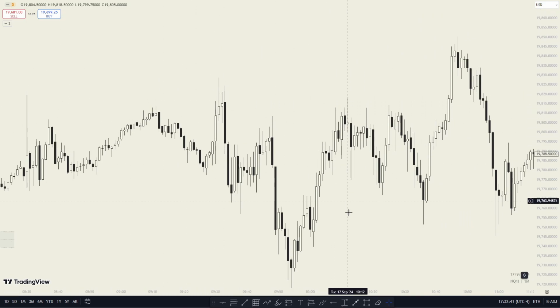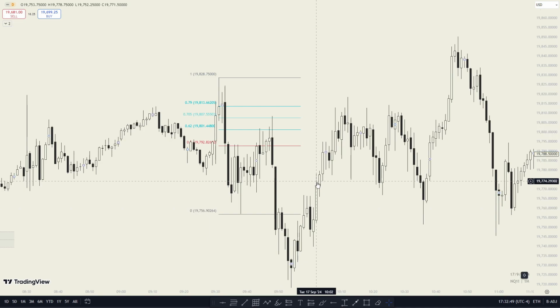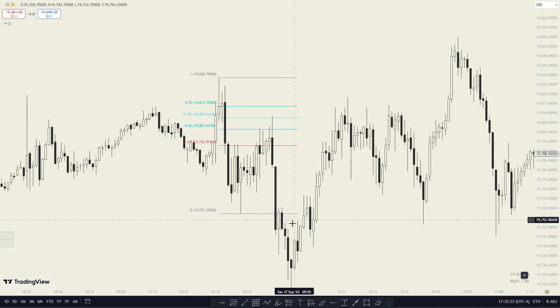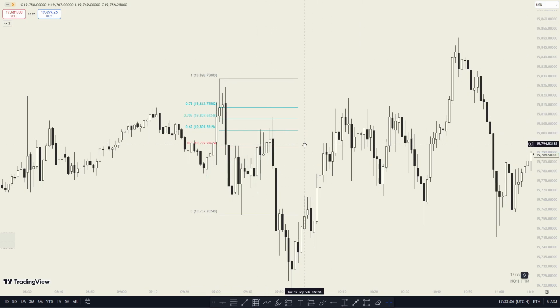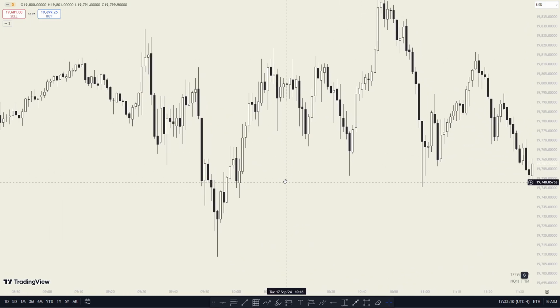Here we can see fail to close zone, big displacement. You mark it out that way. As you can see, 705 level was the most beneficial level to enter. Also we have this QS down here, internal sweep up here, and 50% tap, so many things have aligned here, and we obviously drop down lower.